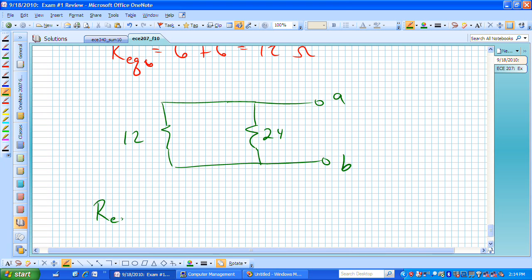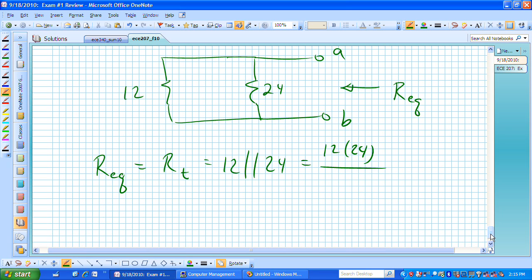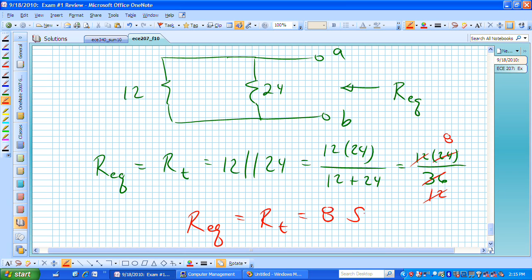We can find our final R equivalent, which is actually the same as our Thevenin resistance, and that's this 12 in parallel with 24. Or now we have 12 times 24 over 12 plus 24. That's now 36. Here's 12 and 24. Let's start getting some common factors out of there. 3 is the one that first comes to mind because of the 24, so there's 8 and 12. The 12s now cancel, and our R equivalent, which is our Thevenin resistance, is now 8 ohms, and that's consistent with what we found before.